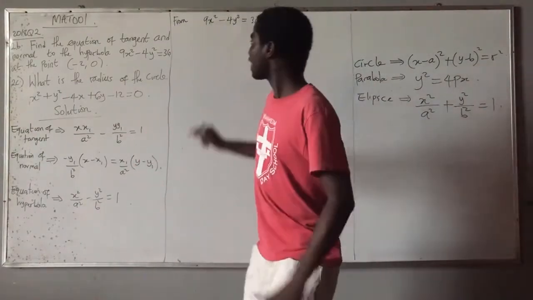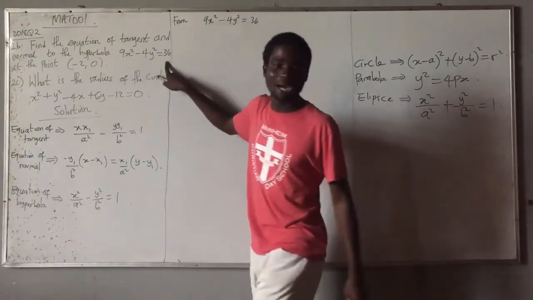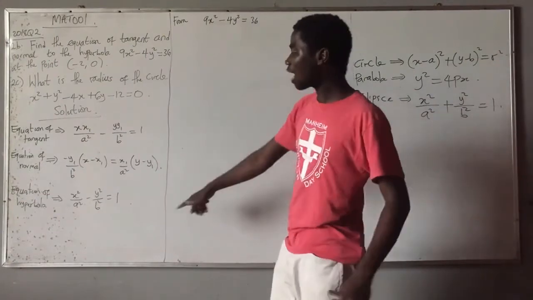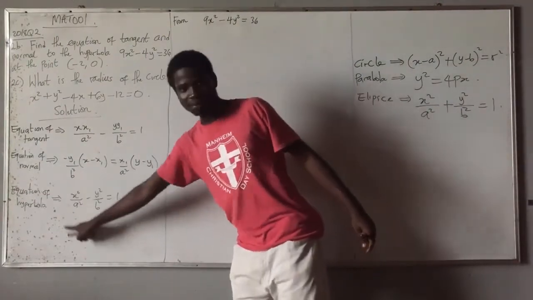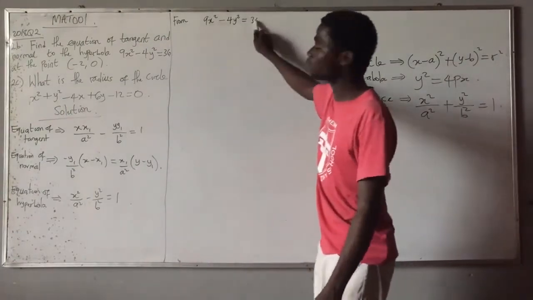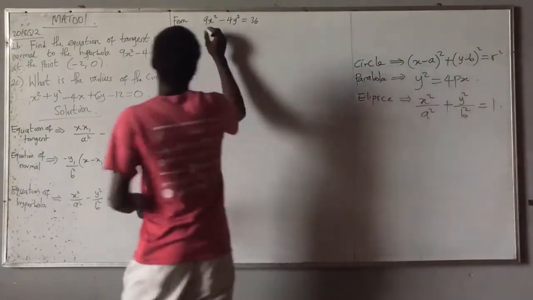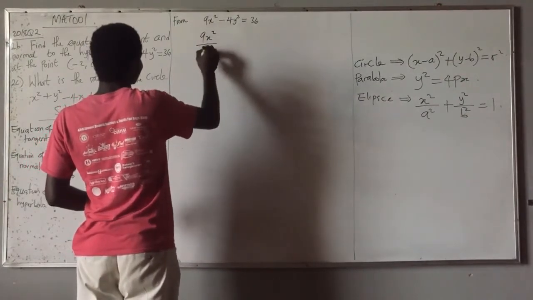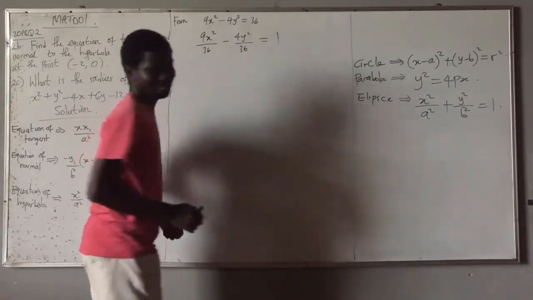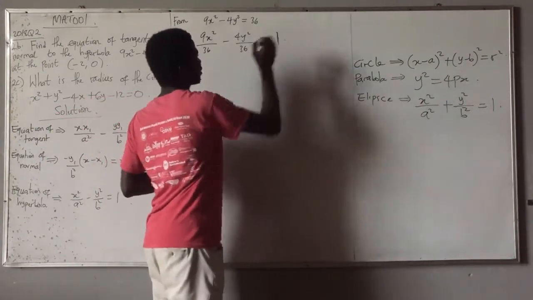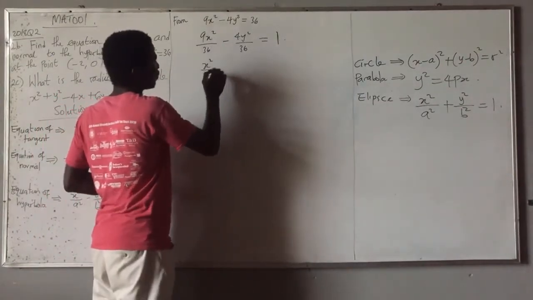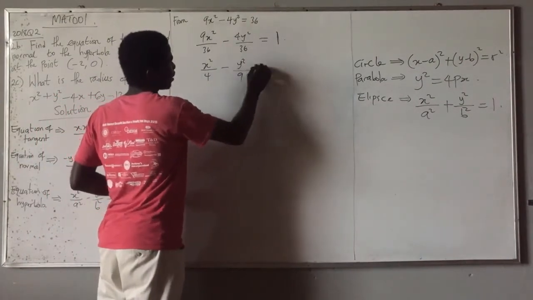Now, this is the equation of the hyperbola we are given: 9x squared minus 4y squared equals 36. Now, I have to write it in this form, that is, the right hand side has to be 1. So divide through by 36. So this will now be 9x squared over 36 minus 4y squared over 36 equals 36 divided by 36, which gives me 1. 9 divided by 36 will give me 1 over 4. I have x squared over 4 minus y squared over 9 is equal to 1.